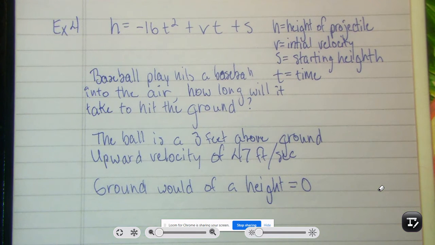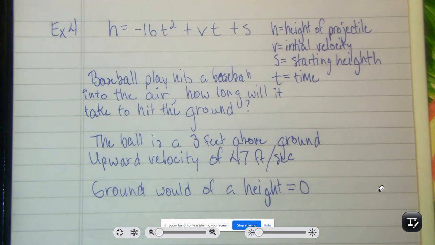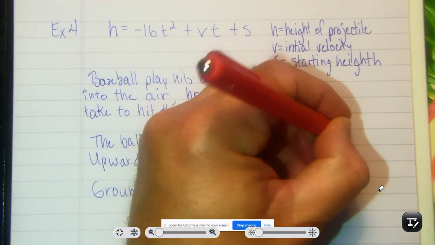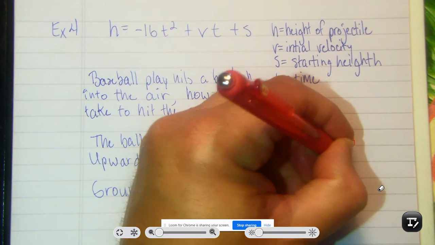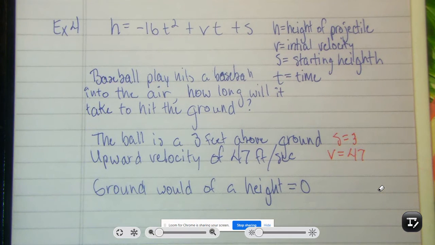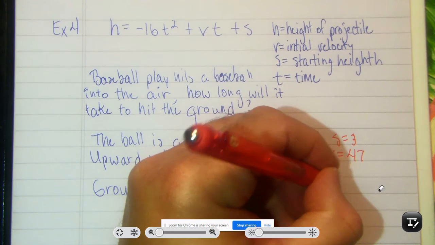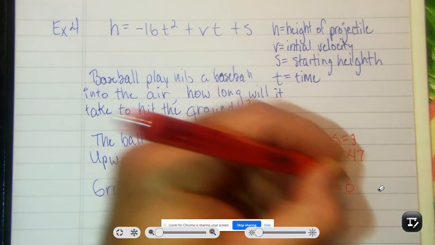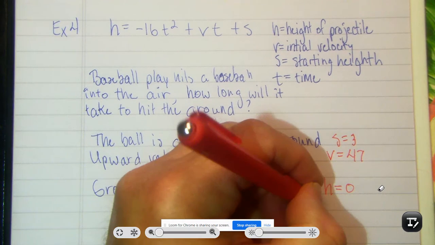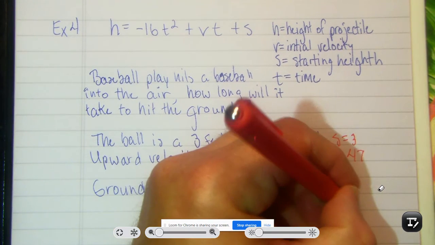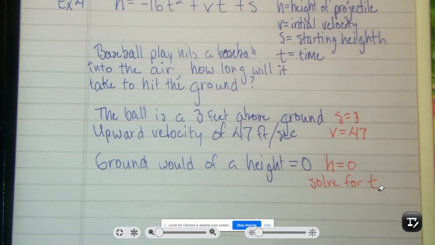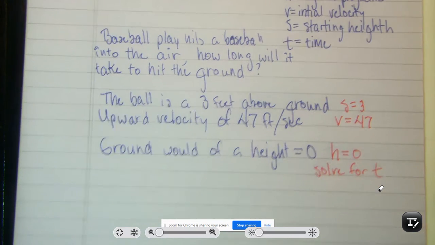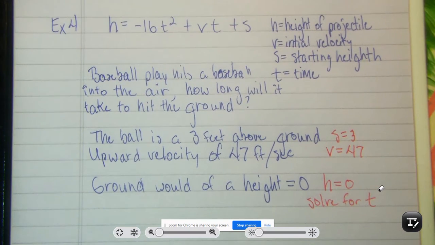So let's see if we've got some of these variables. First of all, if the ball is hit at 3 feet above the ground, that's the starting height. So S is equal to 3. Upward velocity of 47 feet per second, so my V is 47 feet per second. And we want to know when H is equal to 0. So we're going to solve for T. We want to know the time. So when does it hit the ground? How many seconds does that amount to? That's what we're looking for.